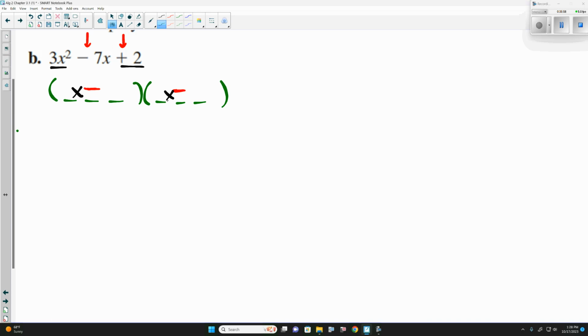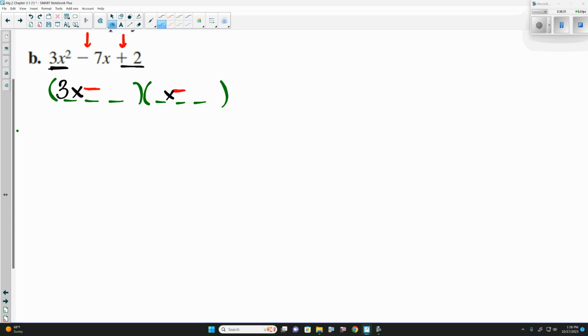Now, the other number with our x squared is 3. What are the factors of 3? Are there any others? So we can just plug it in. Where do we want to put the 3? In the first set of parentheses or second? It doesn't matter. Just pick one. So we can say 3 and 1. So 3x and x. We don't have to write the 1 because it's understood to be there.